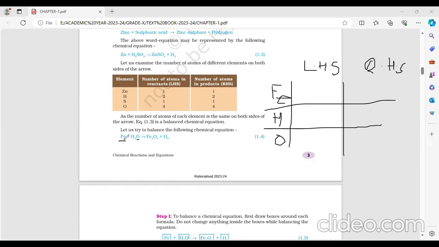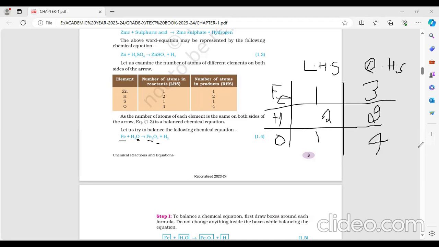Okay, so Fe, how many on the left side? One. And on the right side how many Fe's? Three. So is it balanced? No. First let me write the number of atoms present on the left side and right side. Next hydrogen, how many on the left side? Two. And how many hydrogen on the right side? Two. So hydrogen is balanced. Now coming to oxygen, how many oxygen on the left side? One only. And how many oxygens on the right side? Four.